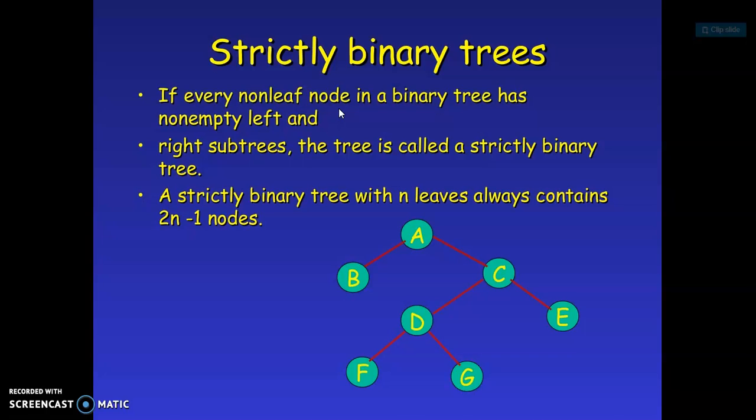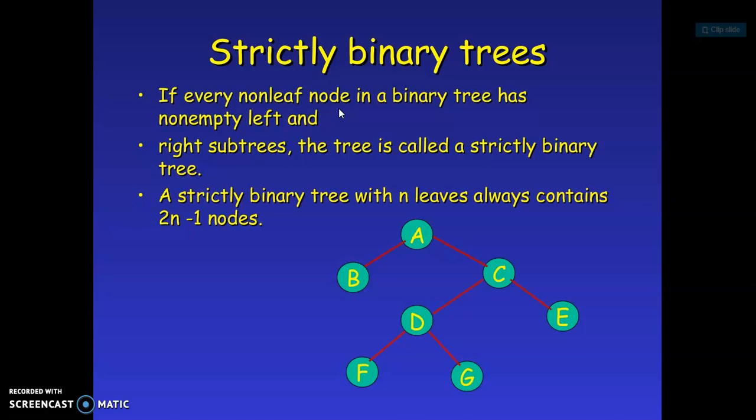Say for example, if n equals 5, there are 5 leaf nodes, then the tree can have 2n minus 1, that is 2 into 5, 10 minus 1, 9 nodes. Sorry, 9 total nodes. If a tree has 5 leaf nodes, then the tree can have 9 total nodes, including leaf and internal nodes. That is the case for a strictly binary tree.